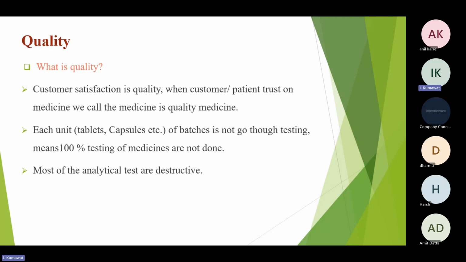So we check a small amount of the tablets and capsules with reference to some guidelines, like the NC guidelines, the ISO sampling guidelines and other guidelines. They define how much quantity we have to collect and what the acceptance criteria should be for that. So that particular topic we will discuss in brief also.